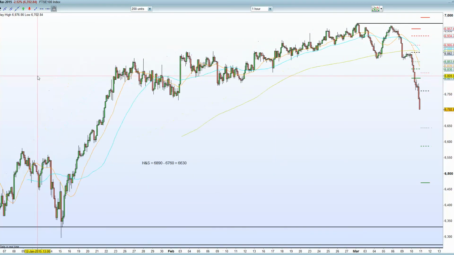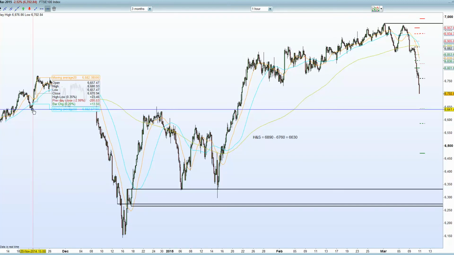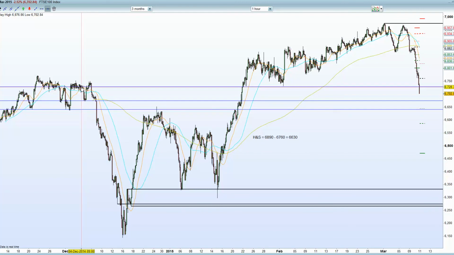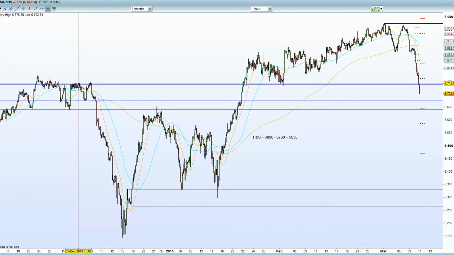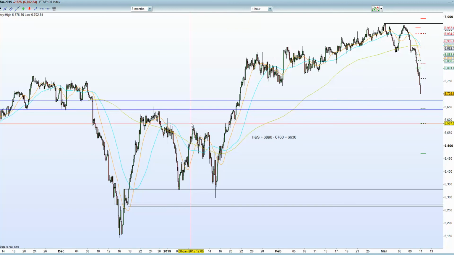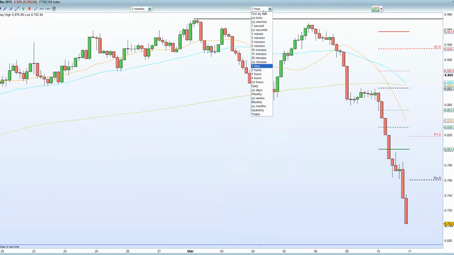We certainly seem to be in no man's land at the moment on the FTSE 100 on the 60-minute chart, which is quite strange. You've got potential support here. You have potential support here. They're the only two areas on the 60-minute chart where I can find any type of resistance. So, one hell of a move.